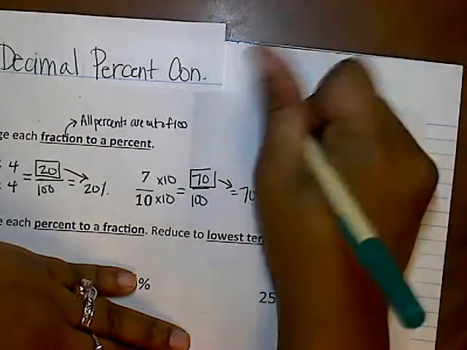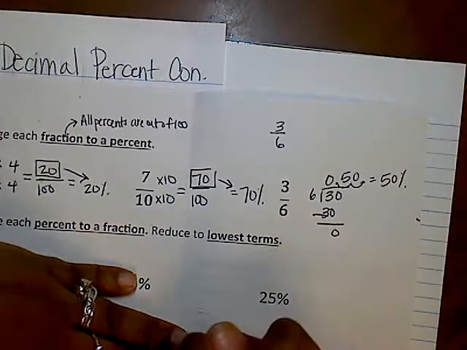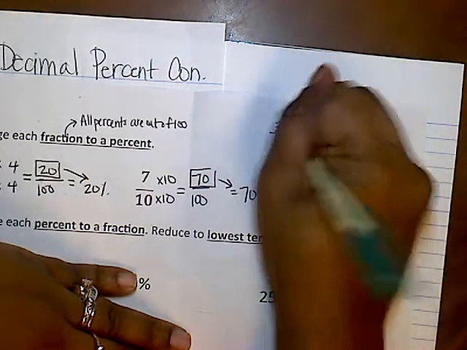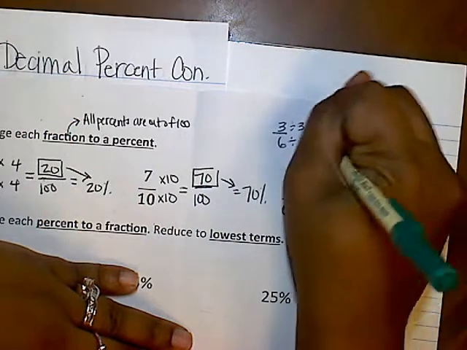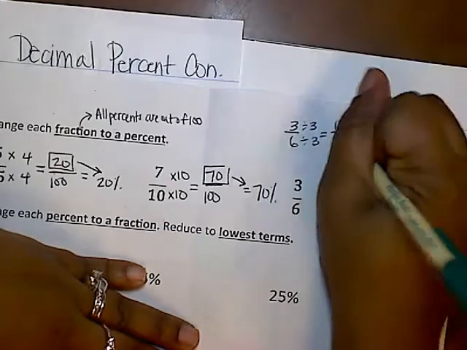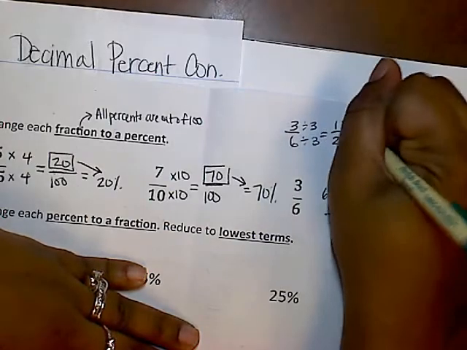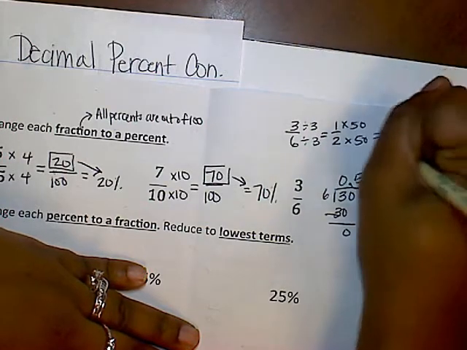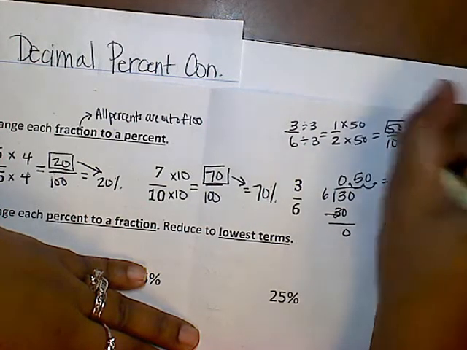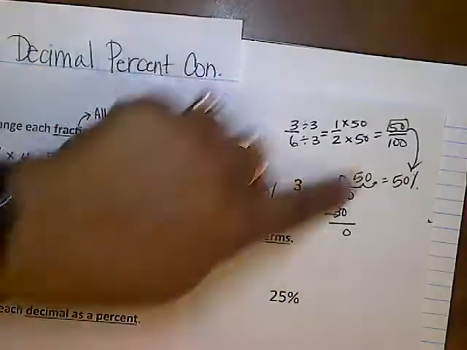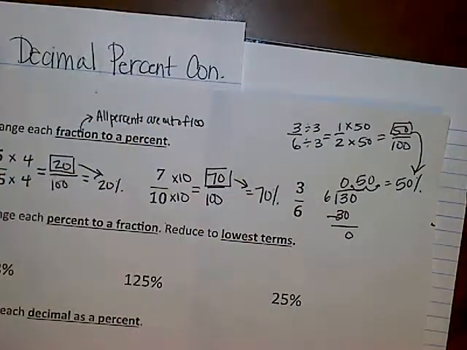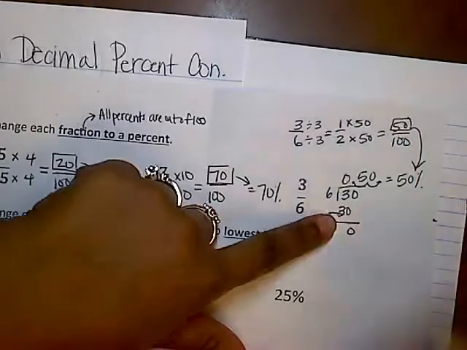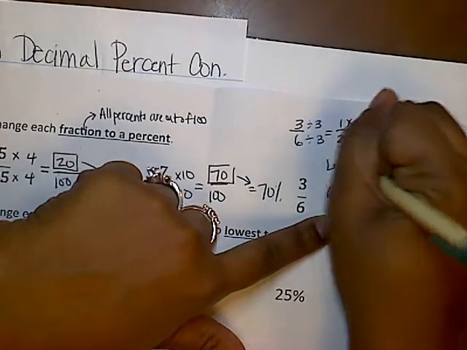Another way you could have done this is simplify. 3 over 6, I know we can turn this into a 2 by dividing by 3. That's 1/2. And I know 2 times 50 is going to give me 100. And then that 2 is still 50%. So either way works. If you know you can simplify to get it to where it can be 100, do that. If not, just long divide. And that's what we did here.